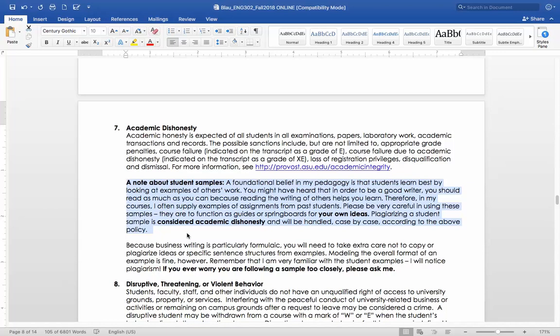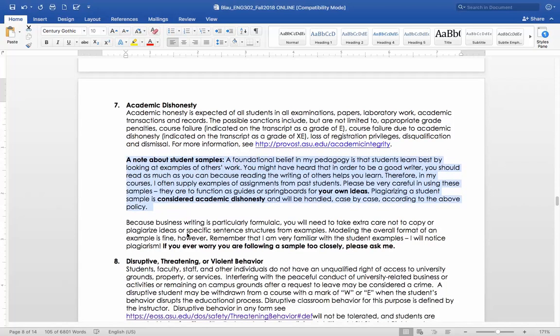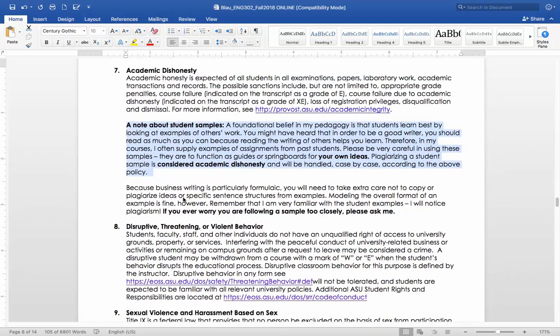And if you are using the samples too carefully, lifting sentences or copying grammatical structures from the samples, that's considered plagiarism and can result in a 0 for the course or failing the course. Because business writing is formulaic, you need to be very careful not to copy or plagiarize ideas from the examples. I know it's super tempting because the overall format or the overall assignment is kind of the same, but you have to be really careful that you're not plagiarizing.